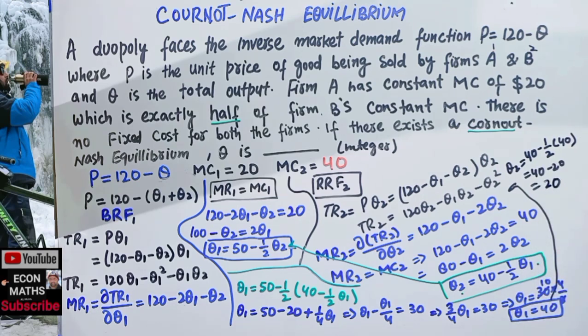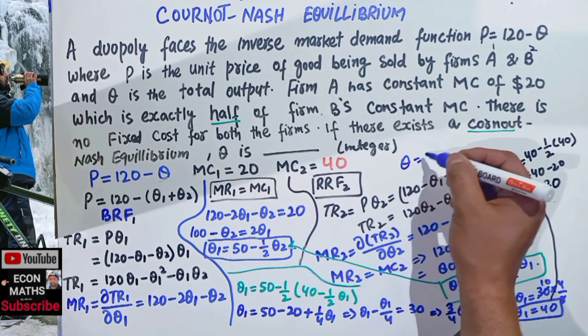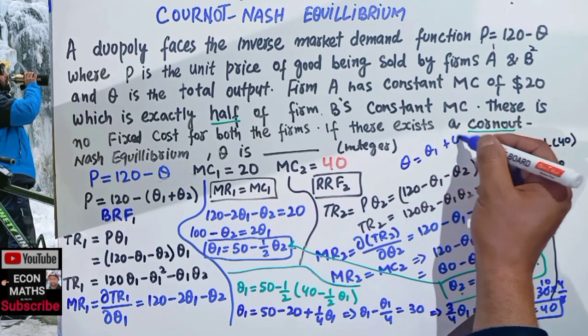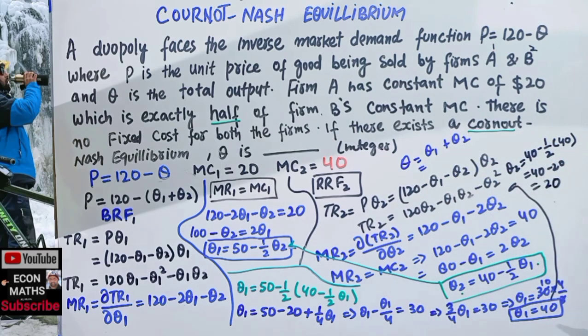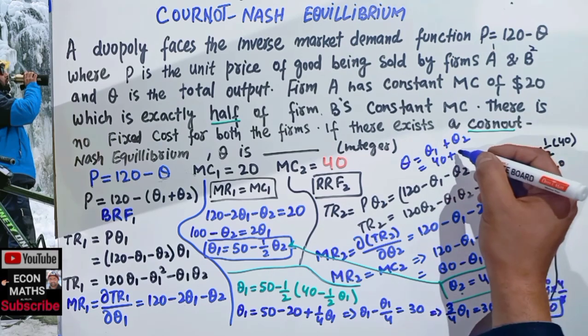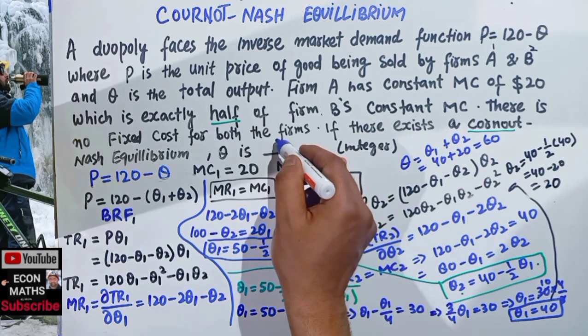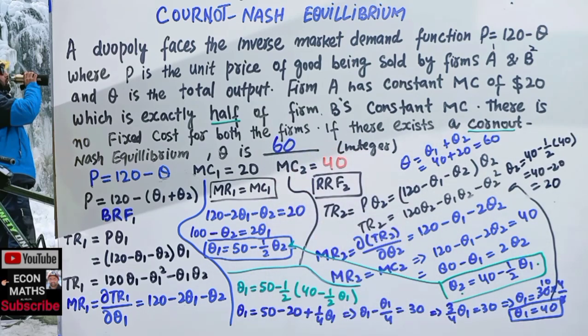So firm 1 should produce 40 units, firm 2 should produce 20 units. That means Q will be equal to Q1 plus Q2. Total output will be equal to 40 plus 20, which comes out to be 60. The correct answer should be 60.